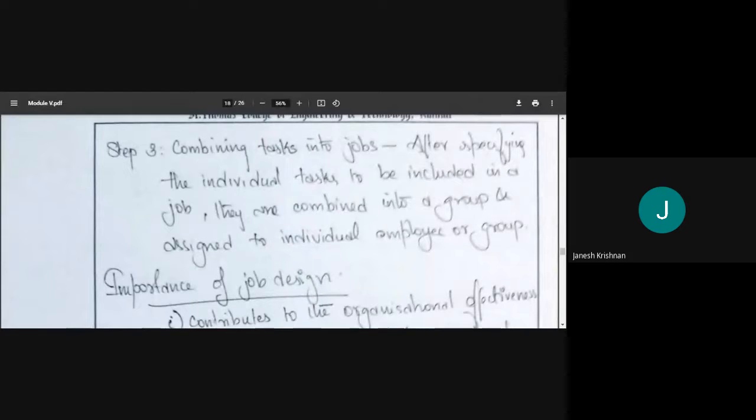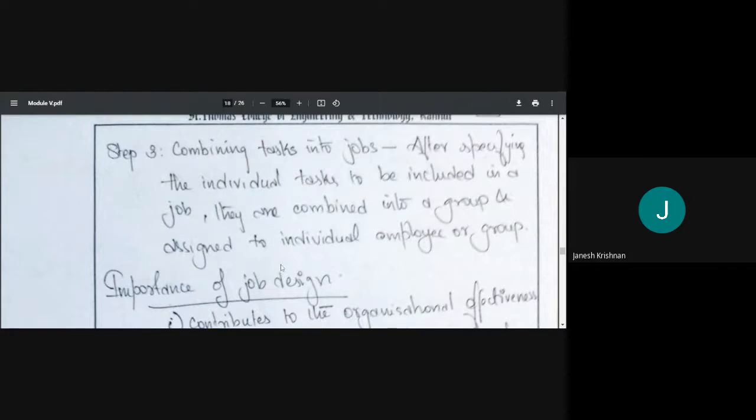The watchman has a charge of providing security to the site. So in addition, he can also be given a charge of ordering the food. When the time comes, at the correct time, he can take numbers and order the food for the workers. So we are combining, after specifying the individual tasks to be included in a job, into a group and assigning to an individual employee or group. Clear? So what is job design?